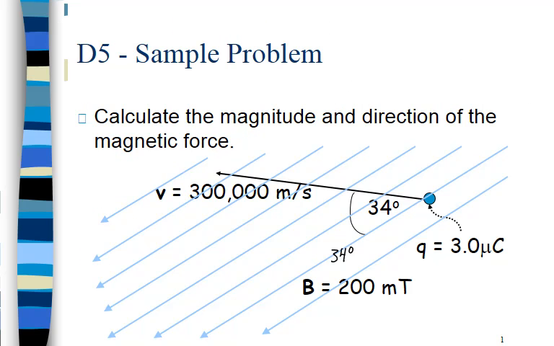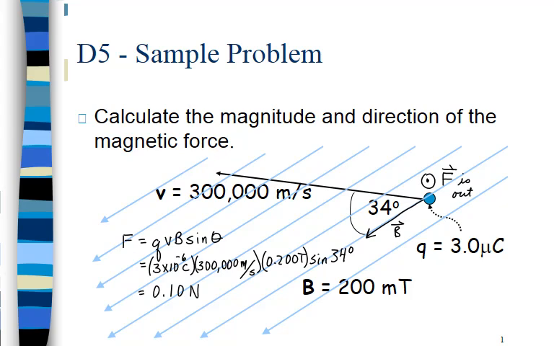How about this one? Let's say that our particle is at an angle to the field. This particle is going 300,000 meters per second at an angle of 34 degrees, and we want to figure out what the force is on the particle. And so on this one, you're going to calculate it, but also use your right-hand rule to see if you can figure out the direction of the force. So go ahead and pause the clip and give this a try. And when you're ready to check, you can hit play to continue.